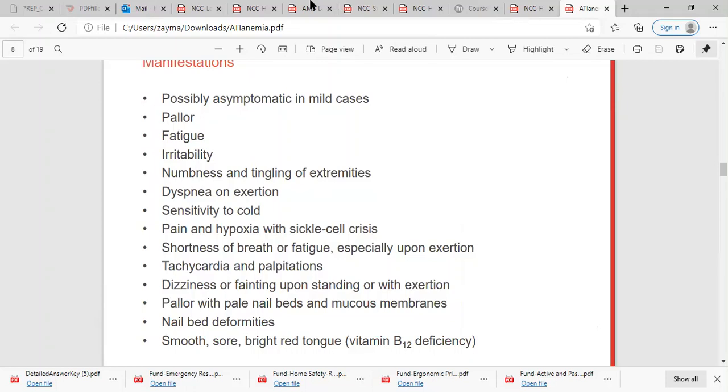Controls are my way. Okay. The only difference I saw was that they just had different manifestations listed, but pretty much the same.